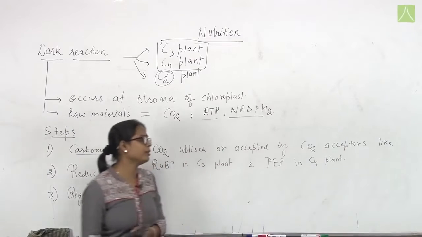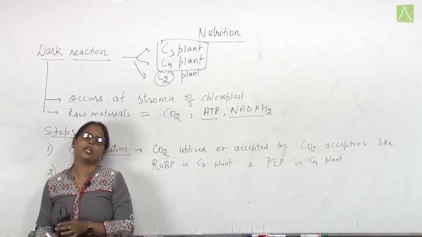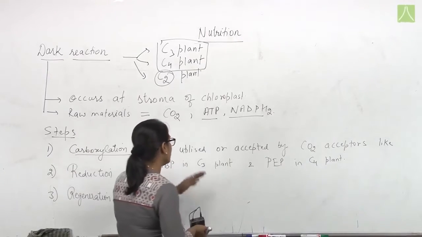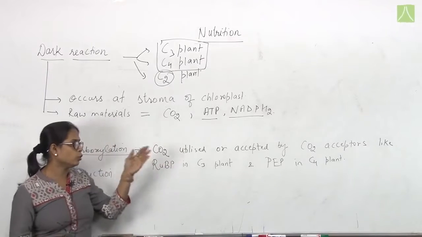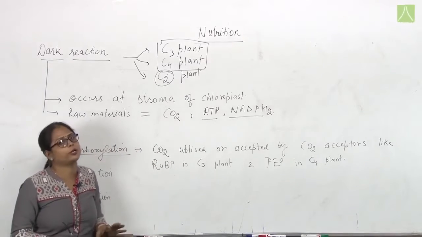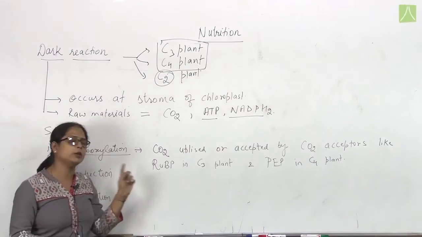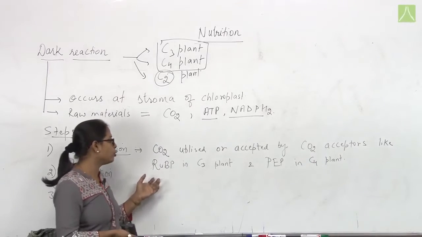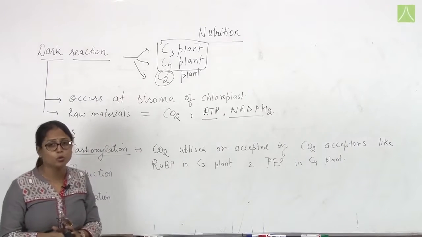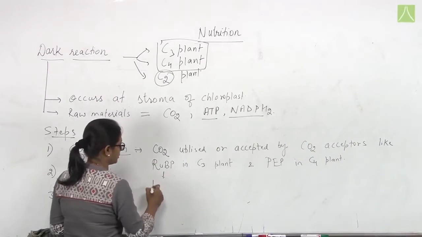That means there are different CO2 acceptors in different types of plants. In C3 plants, the first CO2 acceptor present in the stroma region is known as RuBP. The full form is ribulose bisphosphate. Ribulose bisphosphate.